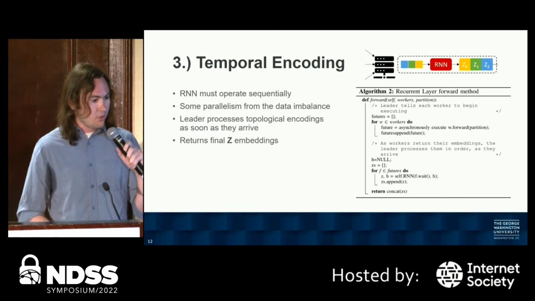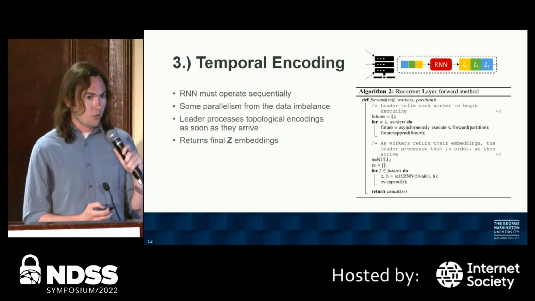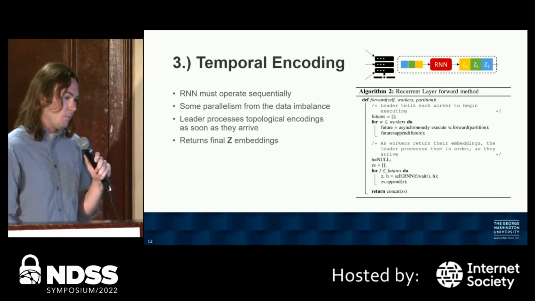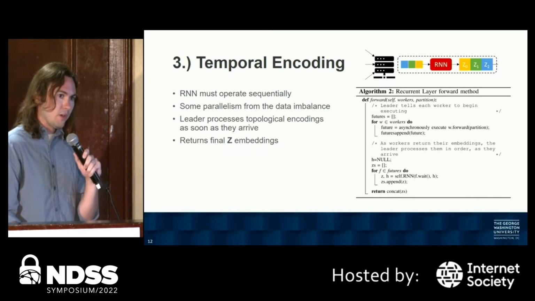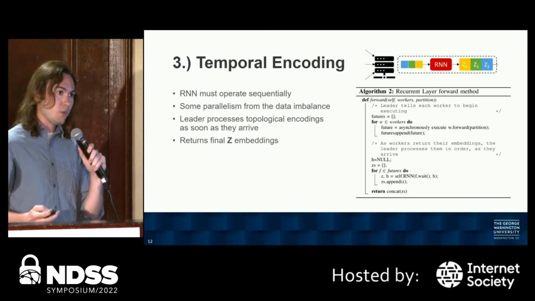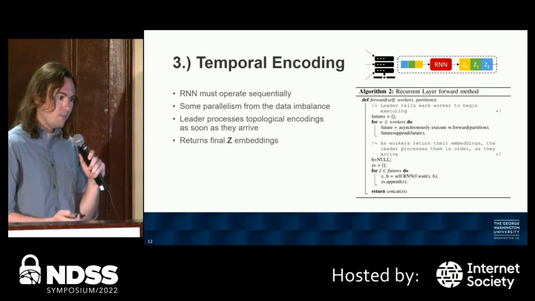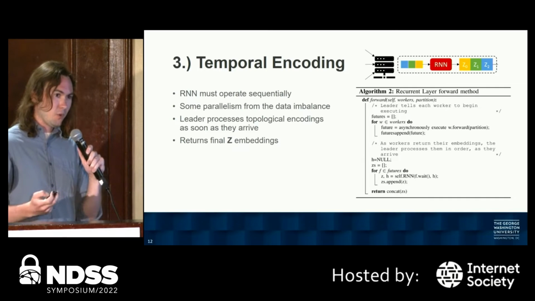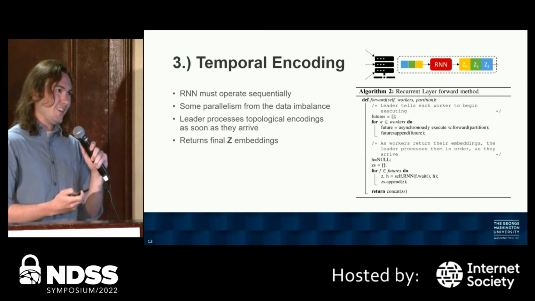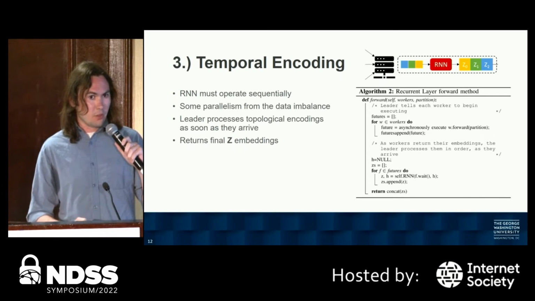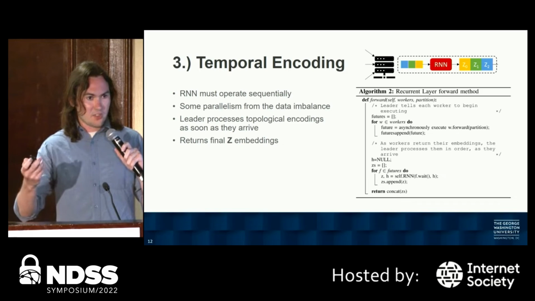Those topological encodings are then going to be sent to the recurrent neural network, which is on a server that's coordinating all the workers' actions. And we try to imbalance what graphs each worker is holding a little bit so that earlier workers hold fewer graphs than later workers, because the RNN still needs to run in serial. So if earlier graphs finish earlier and pass their encodings back to the leader, the leader can start running those embeddings through the recurrent neural network while later graphs are still being processed on later workers.